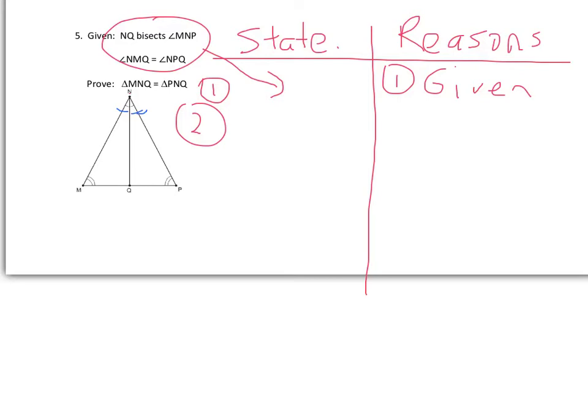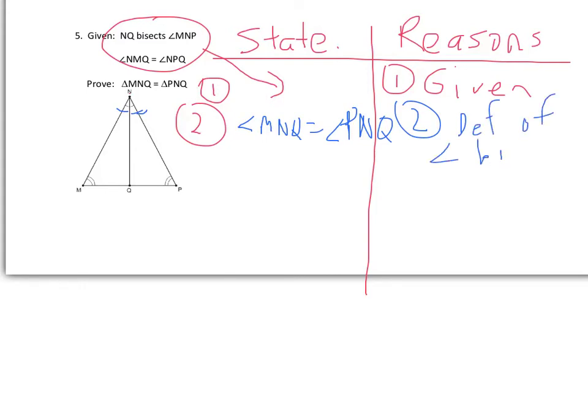So we can say then in our next step that angle MNQ is equal to angle PNQ, and that's the definition of angle bisector. Okay, so we have those two angles equal.